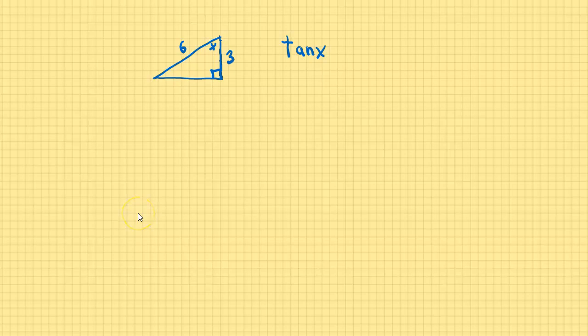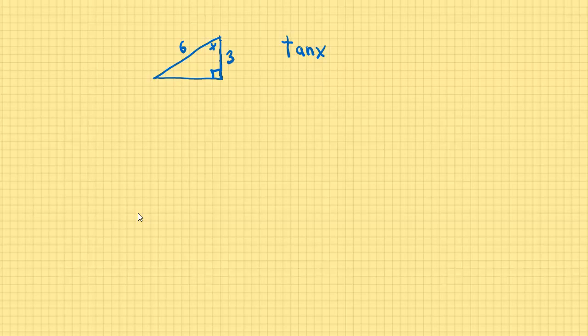Okay, here's an example. We want to find the tangent of angle x. So let's take a look at my diagram right here. The hypotenuse is 6. Now remember, the hypotenuse is always the longest side of a right triangle. It's always opposite the right angle. And we have one leg is 3, okay? And the angle we're dealing with here is x.